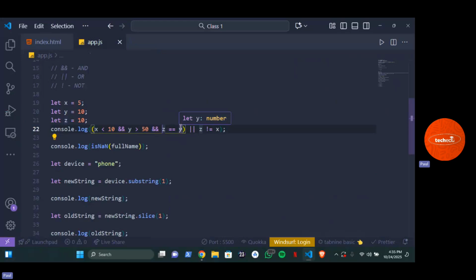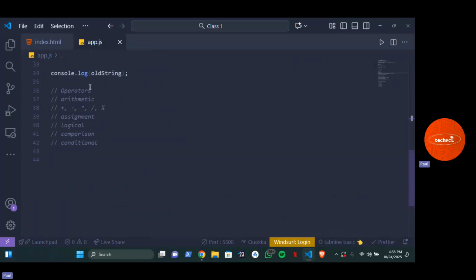Now, in comparison, you have 2 major types. You have your equals equals, and then you have your equals equals equals.